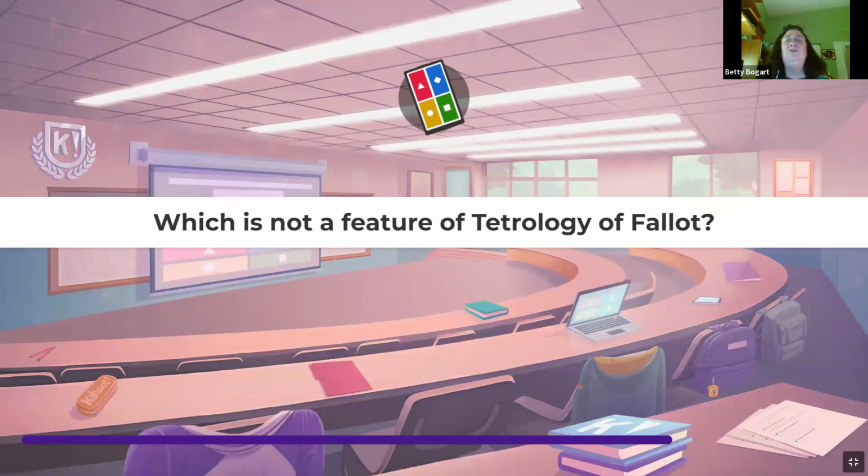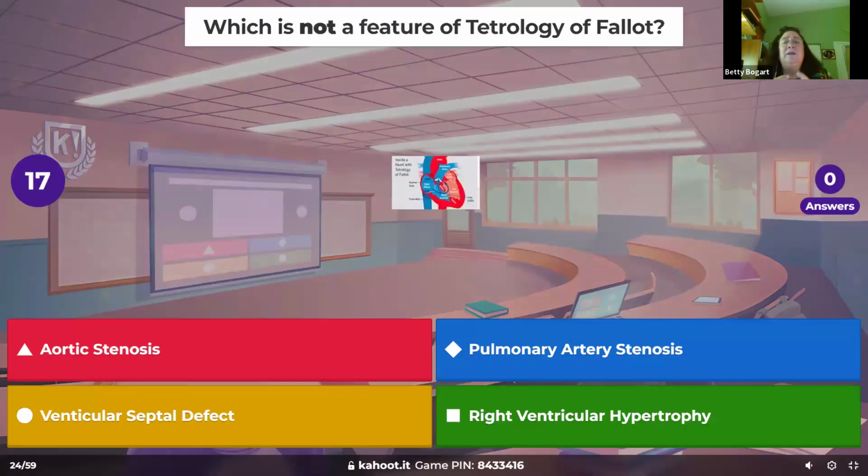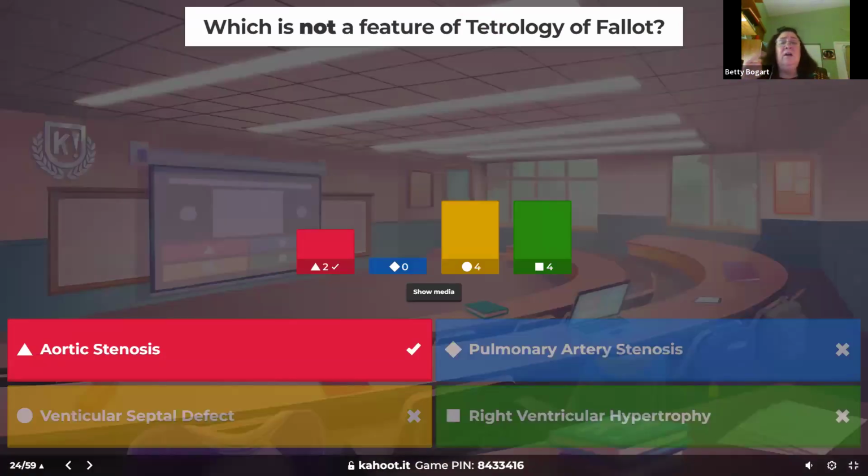What is not a feature of tetralogy of Fallot? Remember, tetralogy is on the right side of the heart. It's that pulmonary artery. It just clogs off. Tissue covers it. Its spasms close. So when you look at this, what is left-sided? Aortic stenosis is not tetralogy. You can't have a VSD, you do. That right ventricle will be stretched when that thing closes. It'll stretch because blood has to go somewhere. And then the pulmonary artery stenosis is absolutely what tetralogy is.